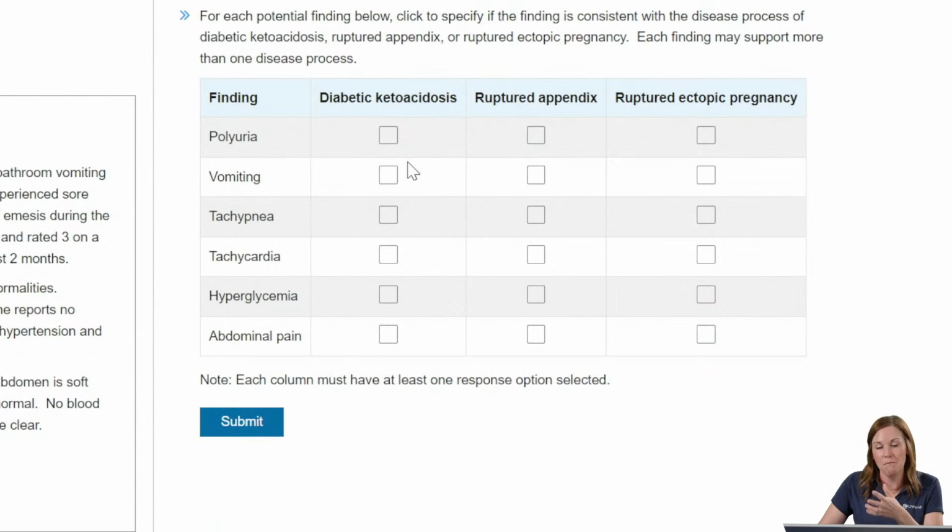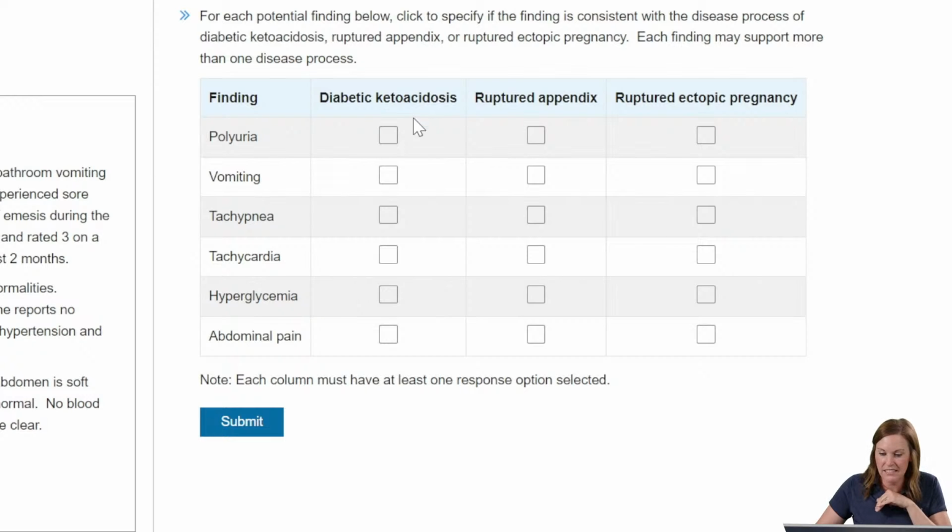So again, when we say matrix multiple response, that multiple response allows us to click more than one box in each of these columns and more than one row as we go down. We're going to have a lot of clicks in each of the columns, but you do have to have at least one thing clicked in each column. So there has to be one overlapping finding for each of these. My rows and columns are getting jumbled in my head. Okay, so let's go through.